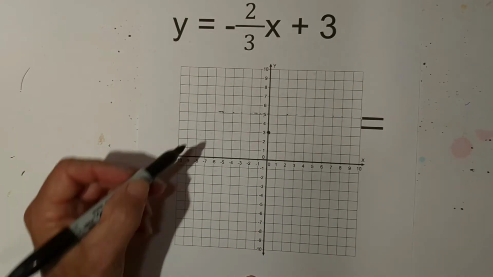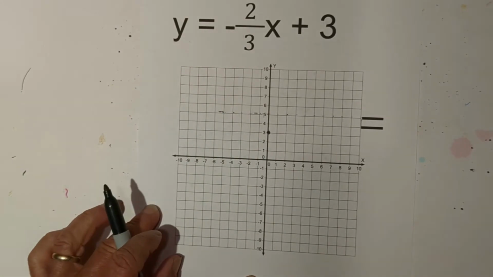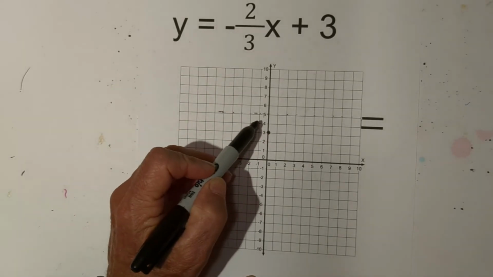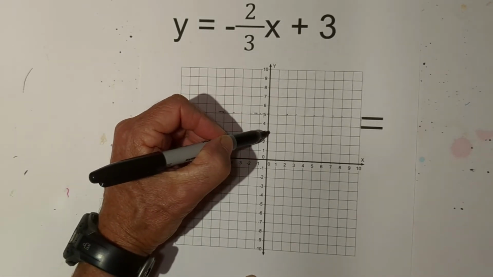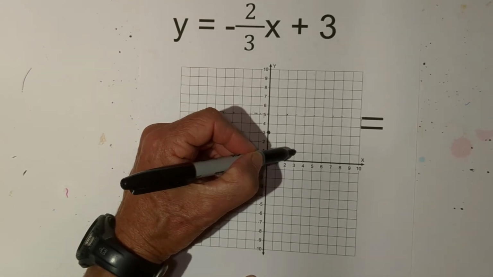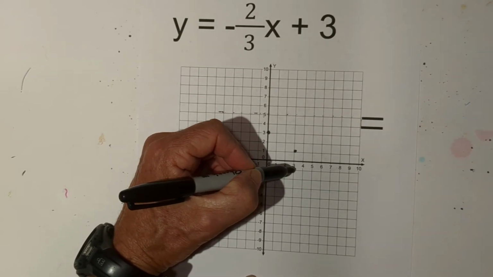And this time we're going to go down 2 and then 3 to the right, okay? Because it's negative, and remember, you're reading left to right, so it's going to go downward. So let's do that. So we're going to go down 2, 1, 2, and then over 3. 1, 2, 3. Okay, we're going to go down 2, 1, 2, over 3.